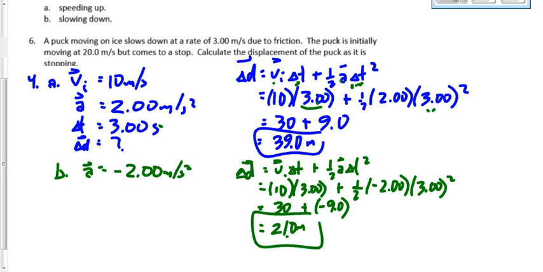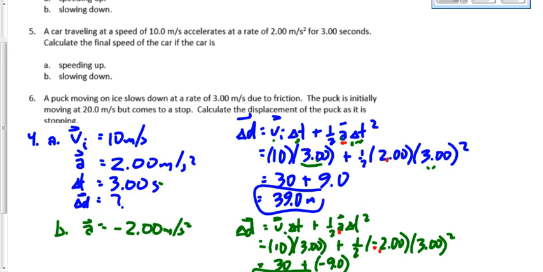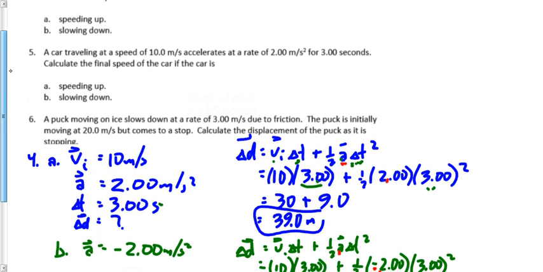Let's take a look at number 5 now. Number 5 says a car traveling at 10 meters per second accelerates at a rate of 2 meters per second squared for 3 seconds. What's the final speed of the car if the car is speeding up, slowing down? This is almost the same question, isn't it? We're going to say that VI is 10. This time, is this not exactly the same? Oh, we're looking for the final speed. Yeah, okay.